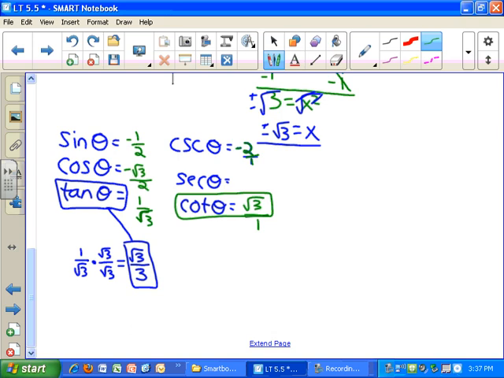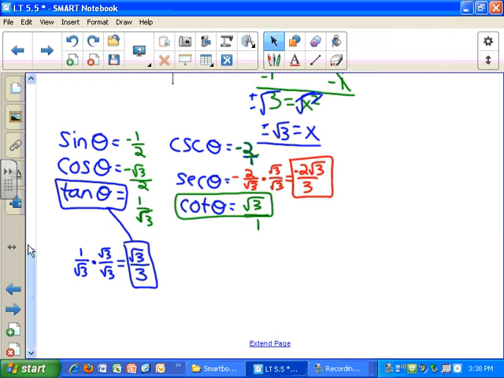Secant of theta is going to be the reciprocal of cosine, so we will write that as 2 over the square root of 3, and again I see that same problem of we have the square root of 3 in the denominator, so I want to multiply it by the square root of 3 over 3, so that we no longer have the square root of 3, we just have 3. And then in the numerator we've got 2 square roots of 3, but we have to remember that that number is negative. So negative 2 square roots of 3 all over 3 is the secant of theta.